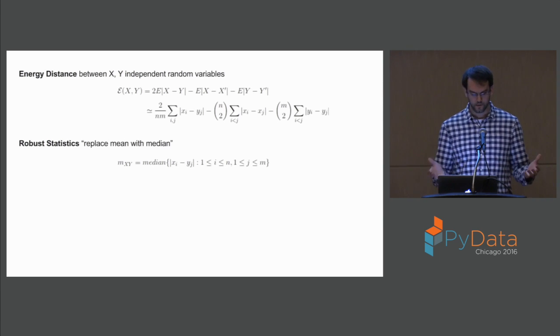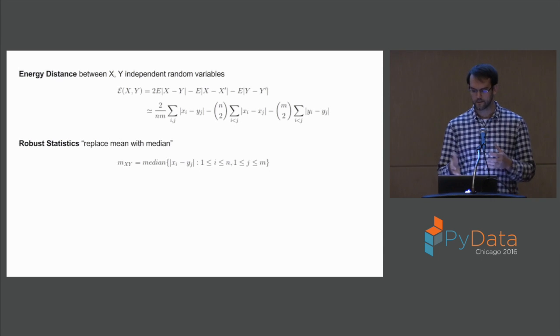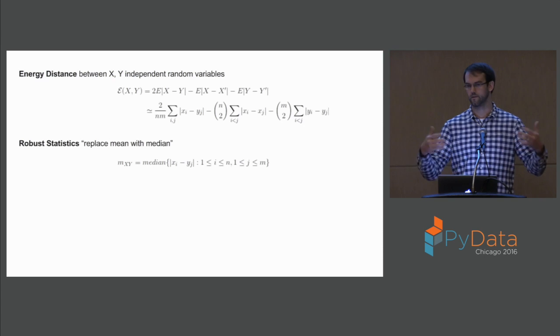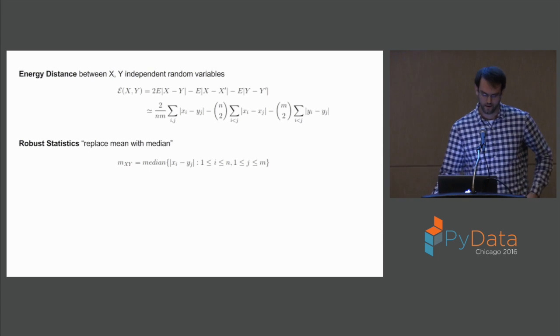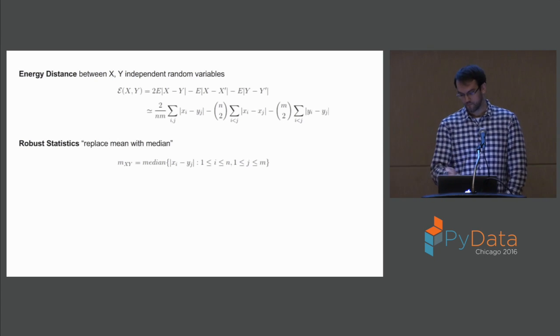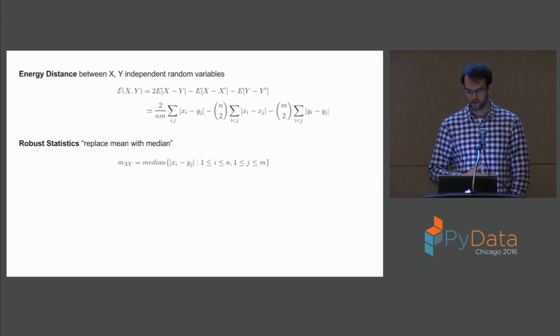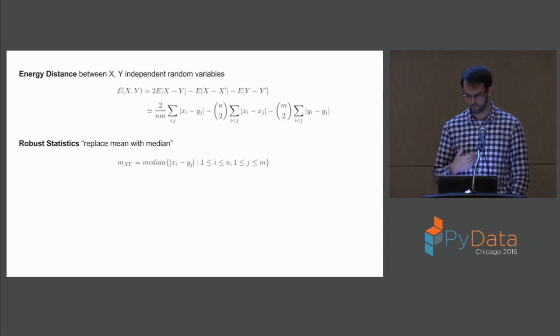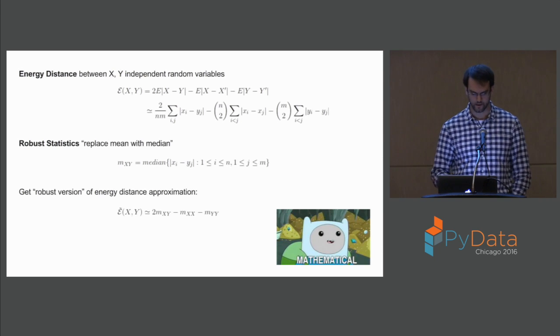So replace the mean with the median, and that's kind of the slogan for this field of stats, but that's not everything that they do. But that is kind of what we're going to do here. We are going to replace the mean with the median, and we are going to get this robust version of the energy distance approximation.